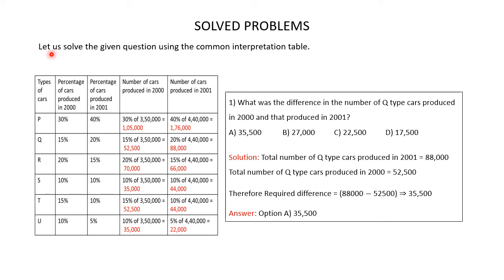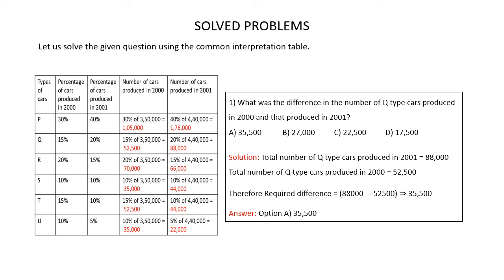Let's solve the given question using the common interpretation table. What was the difference in the number of Q-type cars produced in 2000 and that produced in 2001? You are given 4 options here and you have to find out which of these options is the correct one.